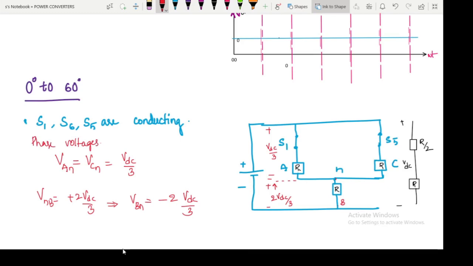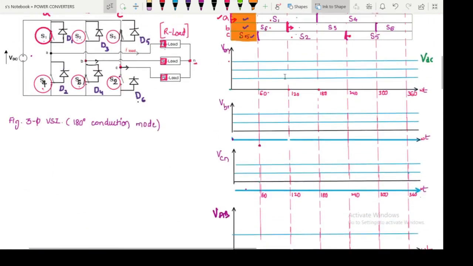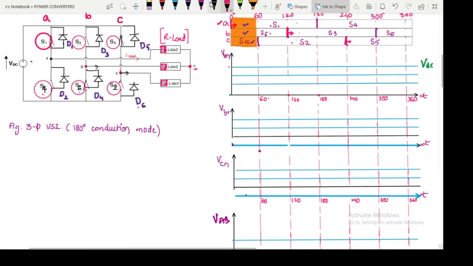Let us try to draw these waveforms in a graph here. VAN is VDC by 3, VBN is minus 2 VDC by 3. The peak magnitude is VDC, so I have divided it into three parts, so each line here indicates VDC by 3. From 0 to 60 degrees, VAN is plus VDC by 3, right? And VBN is minus 2 VDC by 3, so this is minus VDC by 3 and we need double that, minus 2 VDC by 3. This magnitude is minus 2 VDC by 3. This is VBN. And VCN is plus VDC by 3 from 0 to 60 degrees. So this is the behavior of the phase voltages.